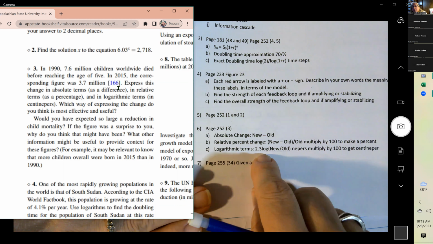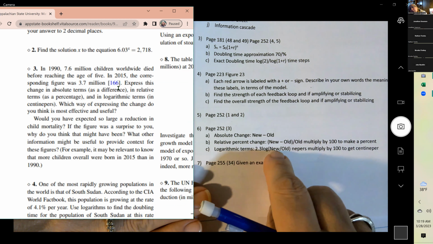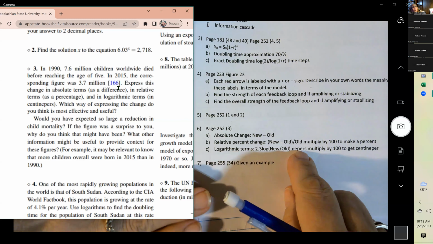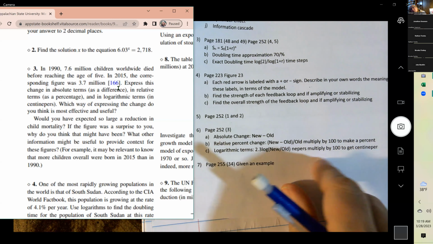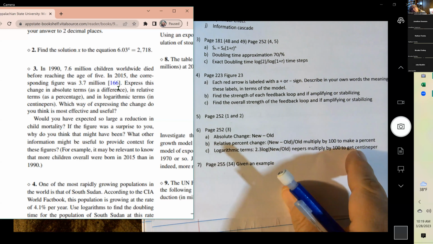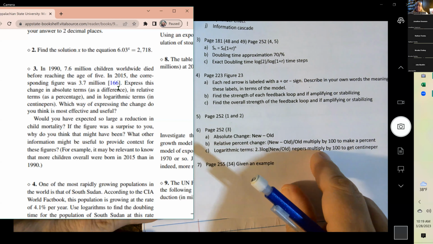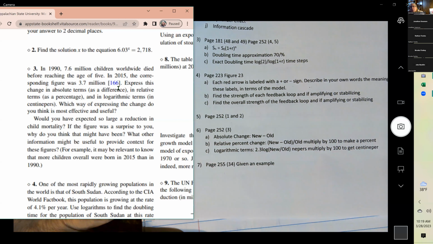Logarithmic terms is this formula, 2.3 log of new divided by old. And that would be in nepers, and they wanted it in centinepers, so centi, multiplied by 100. So those are the 3 formulas. Remember, you can have a formula list, or you could have this outline set up so they're together.